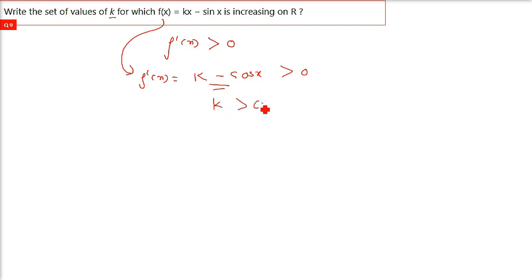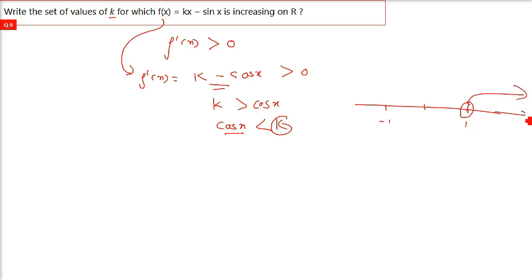K is greater than cos x. So you can also say it the other way around: cos x should be less than k. What is the value of cos? It can attain -1 to 1. So k is greater than cos x. That means the highest value of cos x, which is 1. And till what point can we go? 1 till infinity. This k should belong to 1 till infinity.